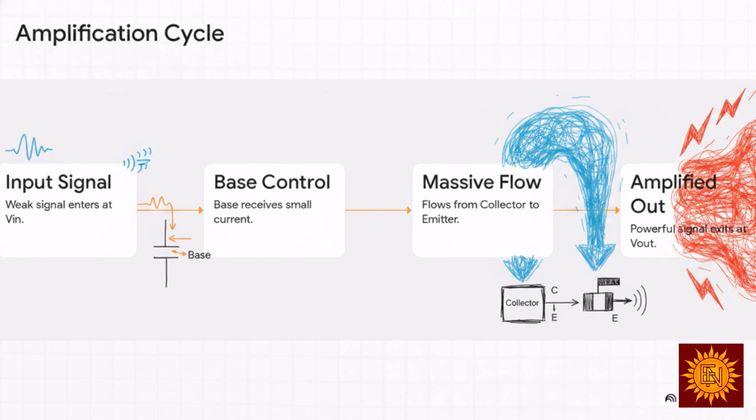Then, step 3, and this is where the magic happens, by applying that tiny current to the base, the transistor suddenly opens up and allows a massive amount of current to rush straight down from the collector to the emitter. And finally, step 4, an amplified, highly powerful signal exits the system at Vout. You're literally using a tiny electrical whisper to control an absolute roar of power.